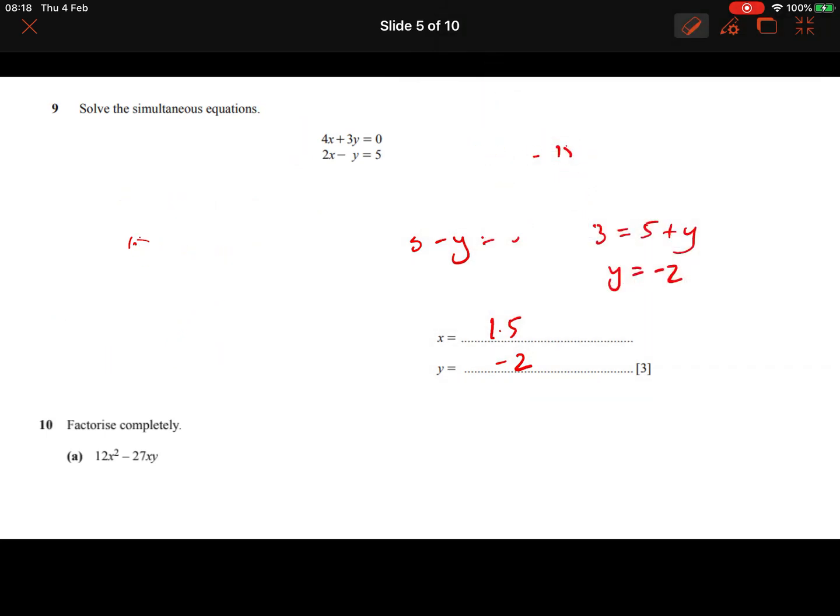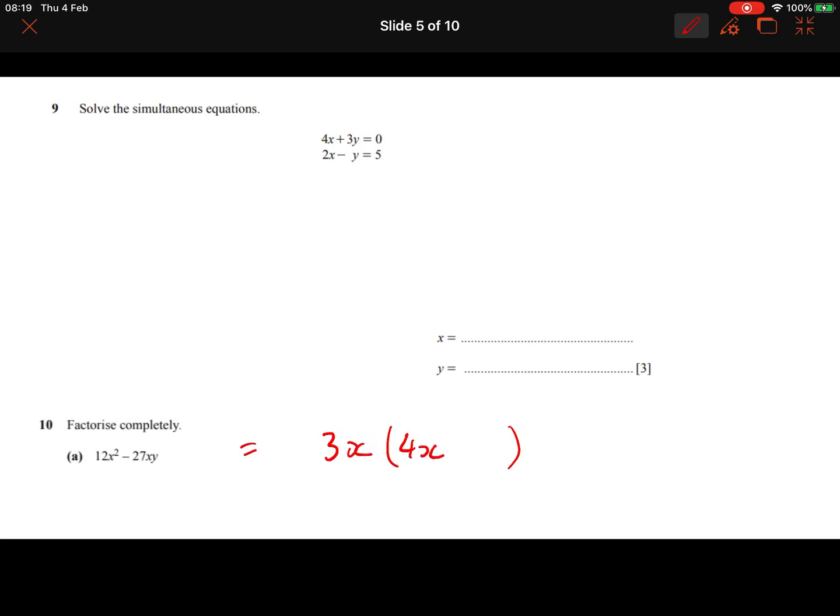Right, question 10 was done pretty well. We can factor out certainly an x, and then we need something to go inside. We can also factor out some numbers. I think there's a common factor between 12 and 27 of 3. So I can factor out 3 as well, which means inside I need to have 4x minus 9y. Okay, most of you did a good job with that question.